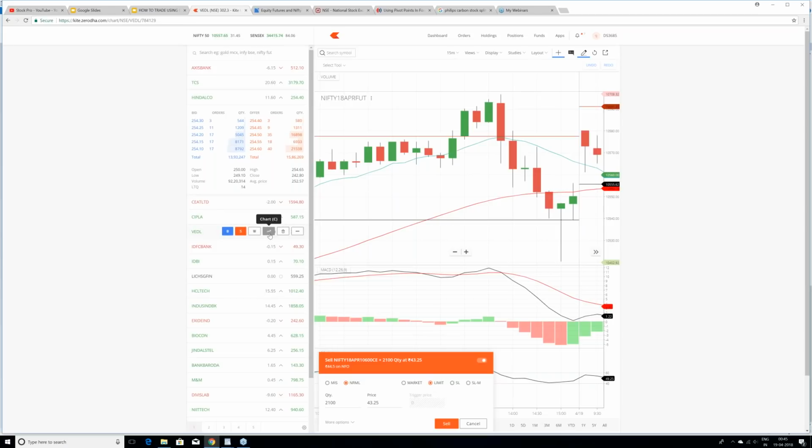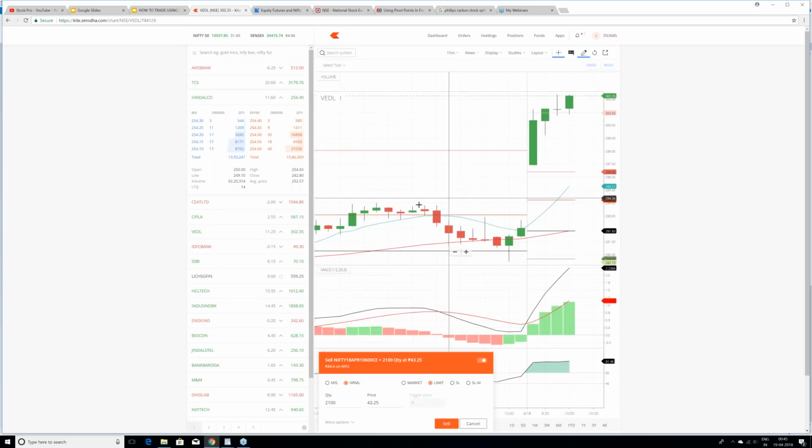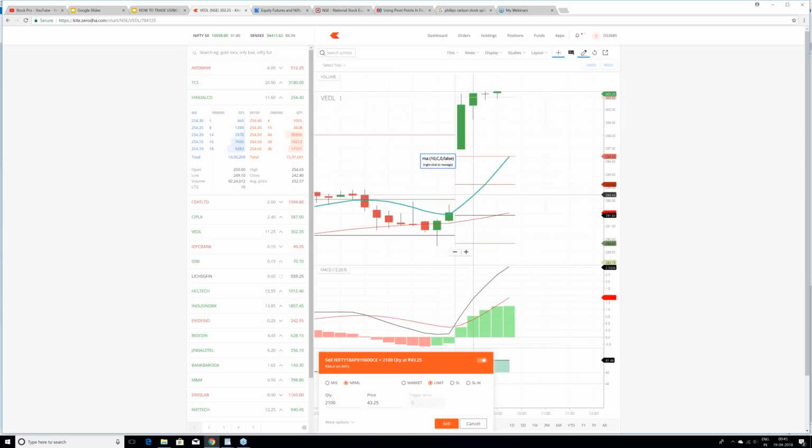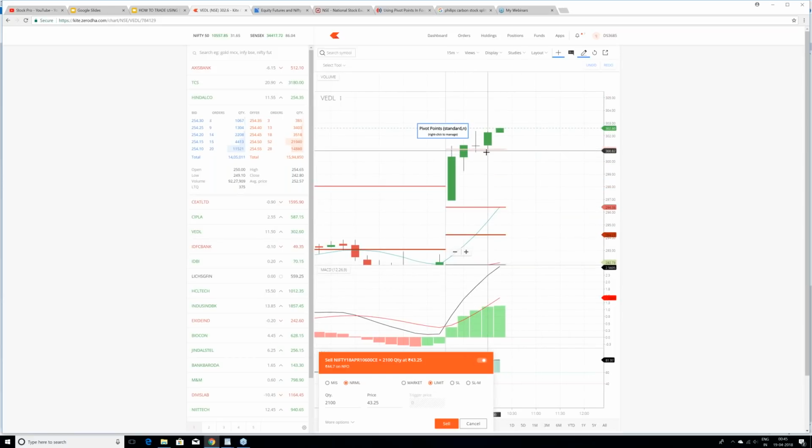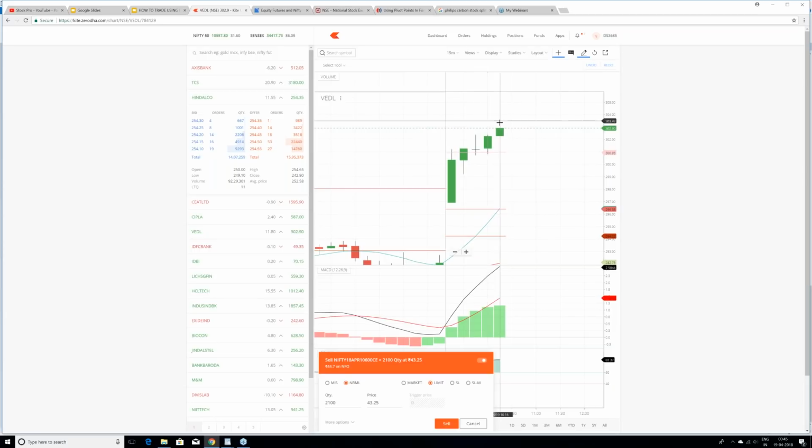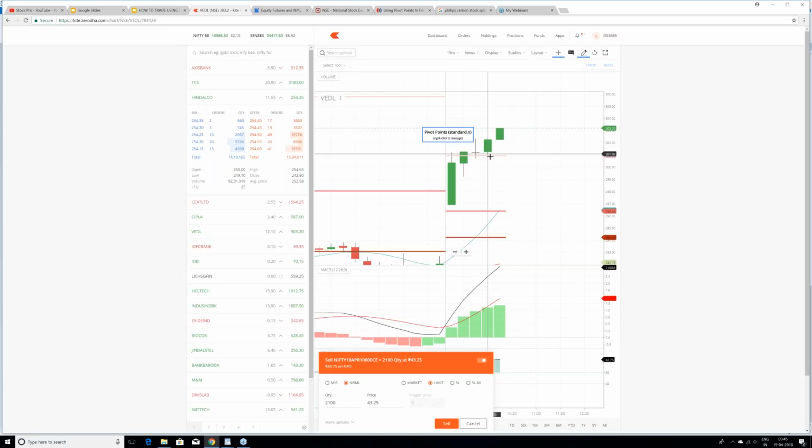Let's say VEDL. Let's look into VEDL, right? It has opened way above. This is the pivot point, this is R1, this is R2. It opened above R2 and it has gone way above R3 also. It's further heading up, right? So when these R1, R2, R3, S1, S2, S3 are boundaries, when an instrument demolishes that boundary, it means they are ready to take a flight either in the upward direction or in the downward direction.